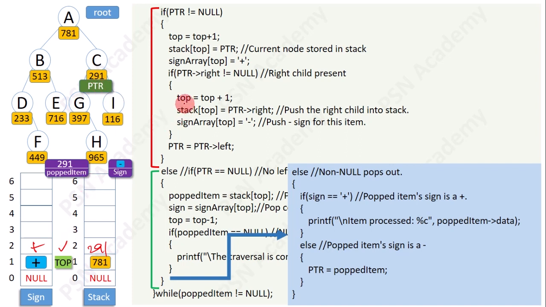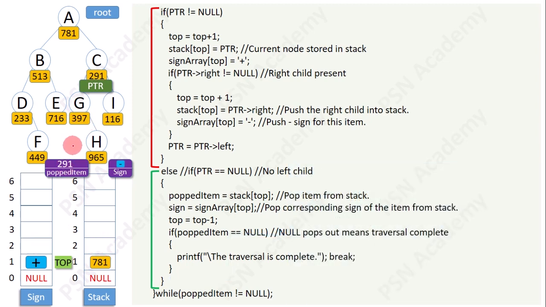So it will get inside and increment top to 1 so that top comes over here. And the right child 116 will be stored here with a minus sign. And the PTR will be set to PTR left. This time PTR will be here at 397. I leave the job for you to complete the whole tree by following these codes.